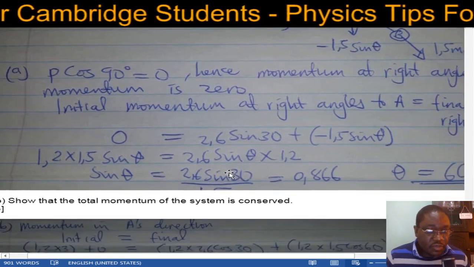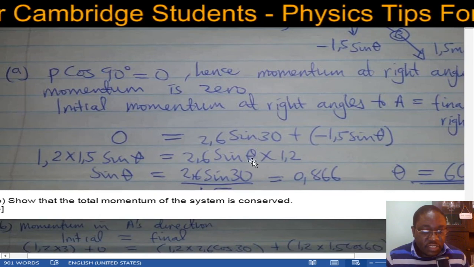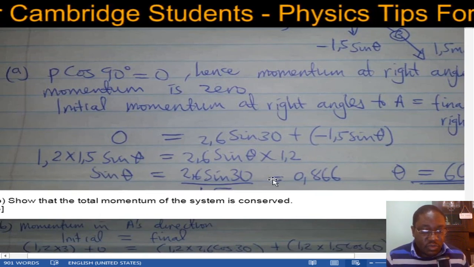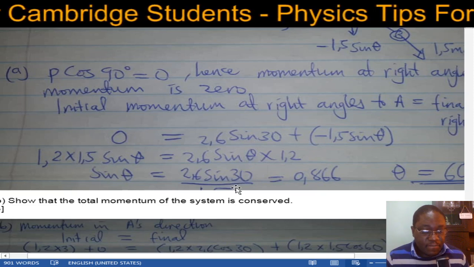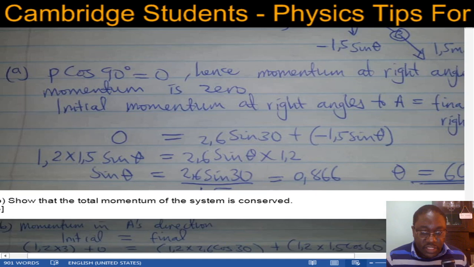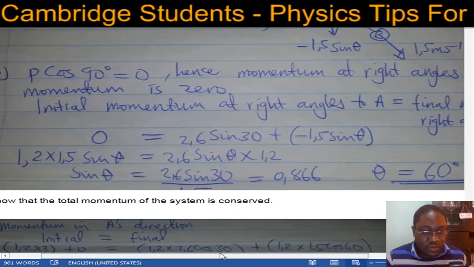For the momentum, you're going to have mass times velocity resolved equal to mass times velocity resolved. Now sine theta will be equal to 2.6 sine 30 over 1.5, which is going to give you 0.866. Theta is equal to 60 degrees. Okay, so theta will be equal to 60 degrees as shown.